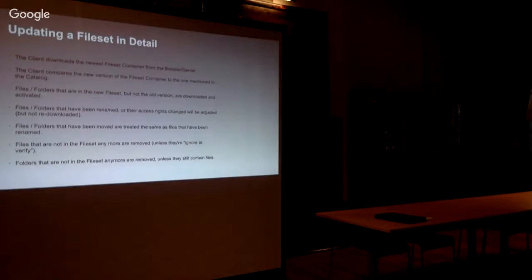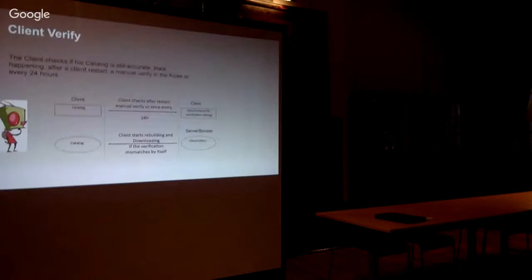But it's not like one is better, I'm saying. It's just a different approach. Basically, we have had this approach for a long time, so we stick with it. We just added PKG as well. So the client downloads the newest faucet container from the bootstrap server. The client compares it. I don't want to go into too much detail there, because I want to talk a bit more about the client verify, otherwise it takes too long.